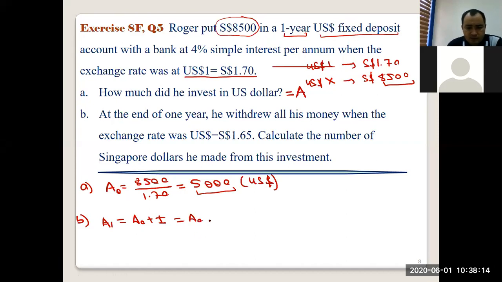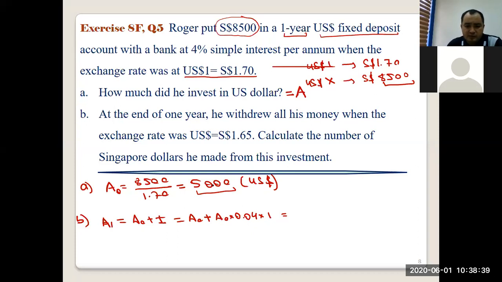A sub 0 plus what is I? I is P times R times T. Our P is this money, that is A sub 0. What is R? 4%, that is 0.04. And for how much time? It is for 1 year. So here we have 1 year, because interest is P times R times T, right?